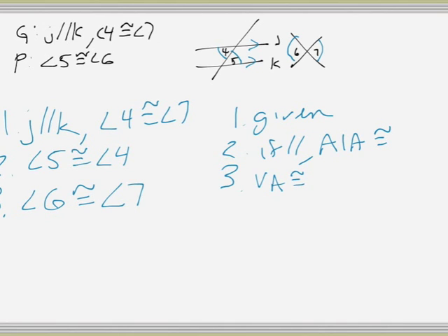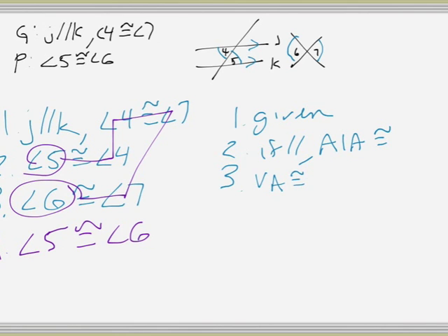So now I've talked about both of the angles I want to prove something about, and I need to see if I've said enough about them. So I want to be able to connect myself from 5 to 6. So 5 is the same as 4, which is the same as 7, which is the same as 6. So I was able to connect the dots. So I can say 5 and 6 are the same through either substitution or transitivity. Transitivity is the more specific, but substitution is still correct.